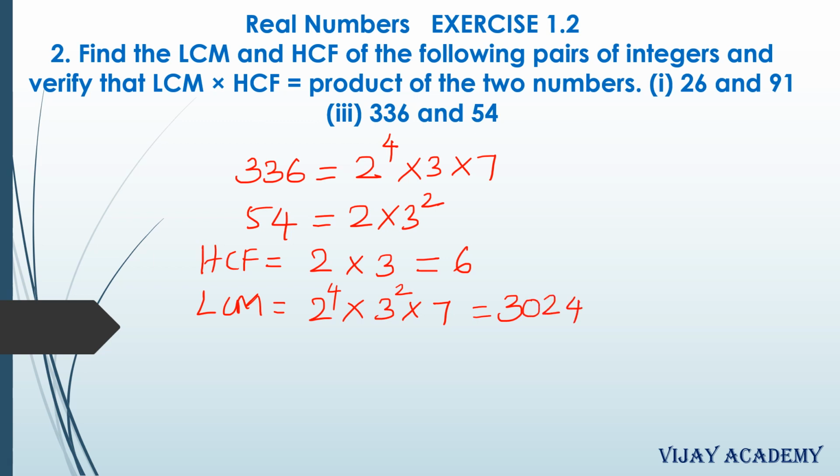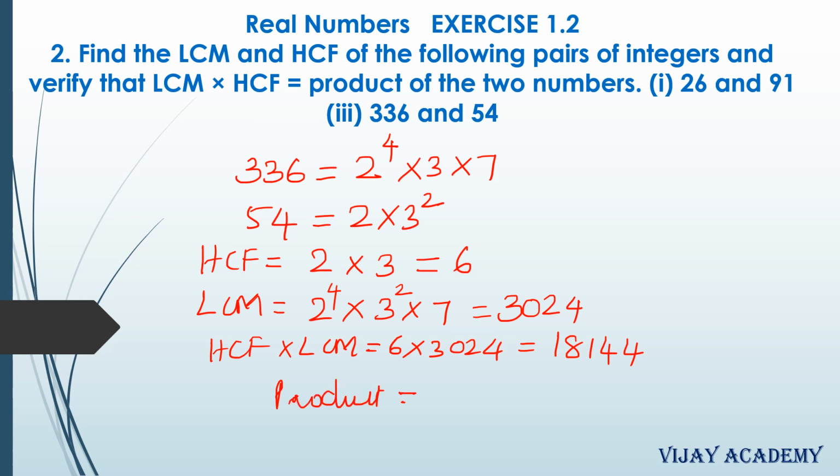Now let us verify the relation, that is HCF into LCM. HCF is 6, LCM is 3024. Multiplying these two numbers, that is HCF and LCM, we get 18144. And also the product of the two numbers, that is 336 and 54, whose product also will be 18144. Hence the relation is verified.